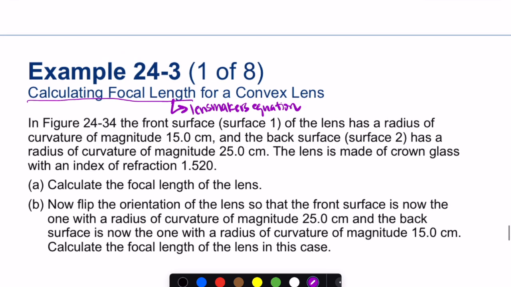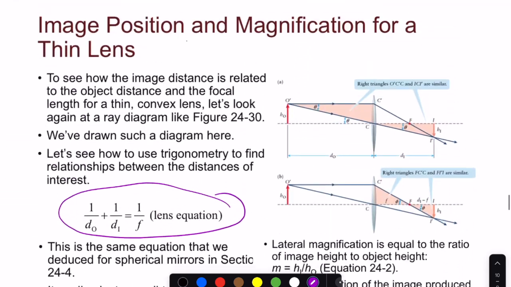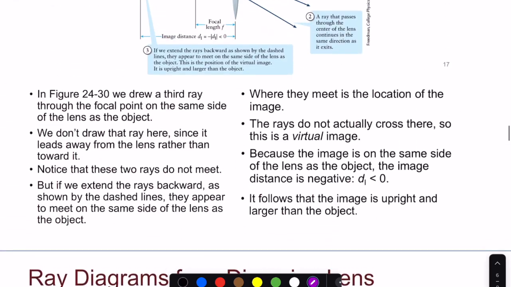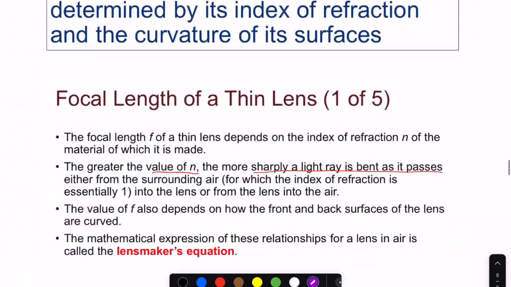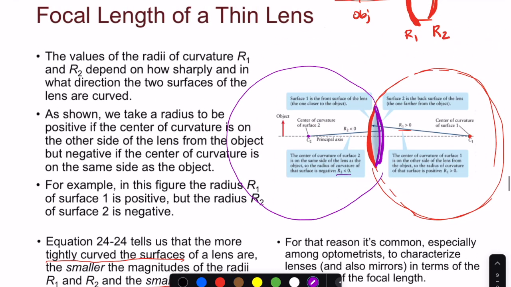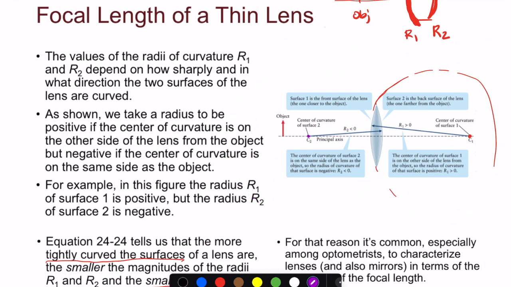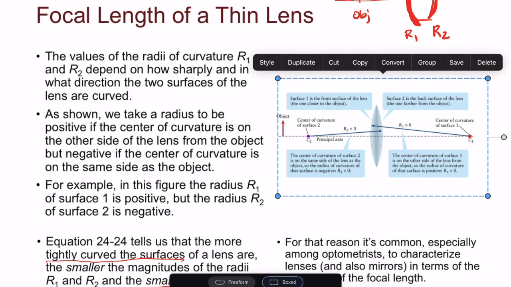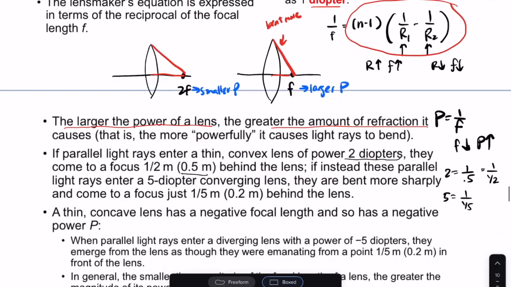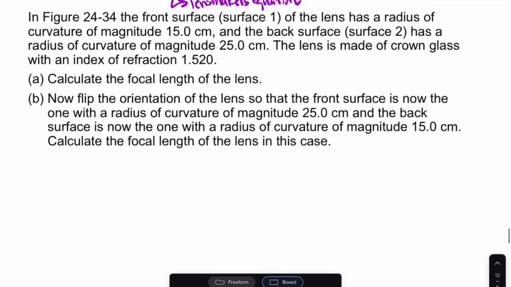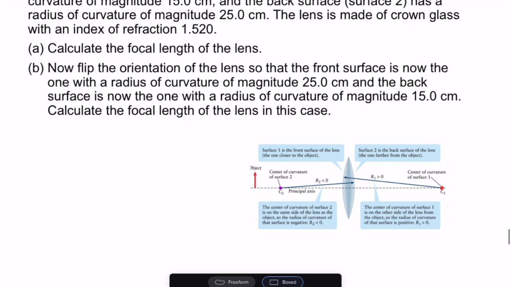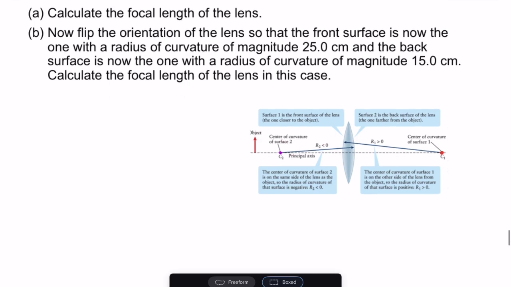So figure 24.34 is this. Oh, did I put it in here? I think it's, no, did I not put it in here? Oh, it's this one right here that I drew all over. Let me pull it and put it into the picture. So we're talking about this picture right here. We want to calculate the focal length of the lens. So we're going to use the lens maker's equation.